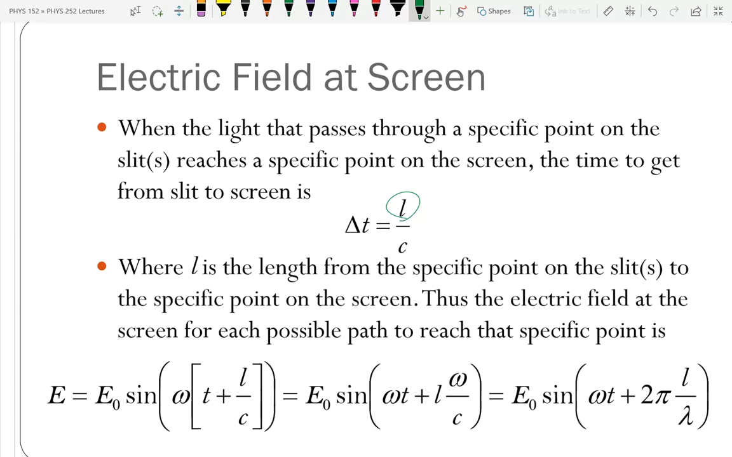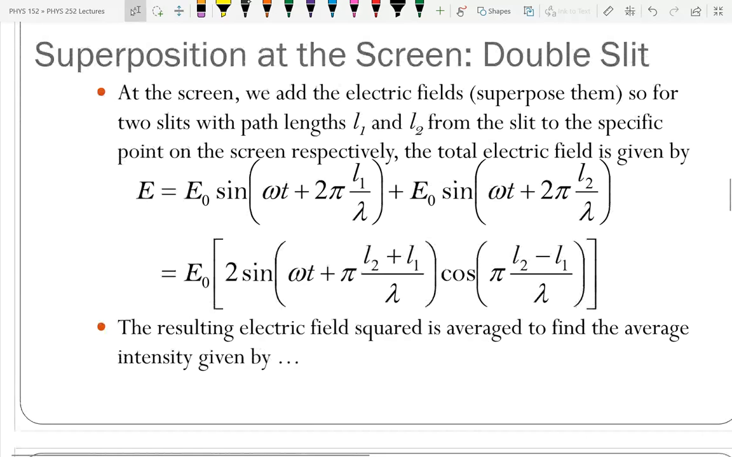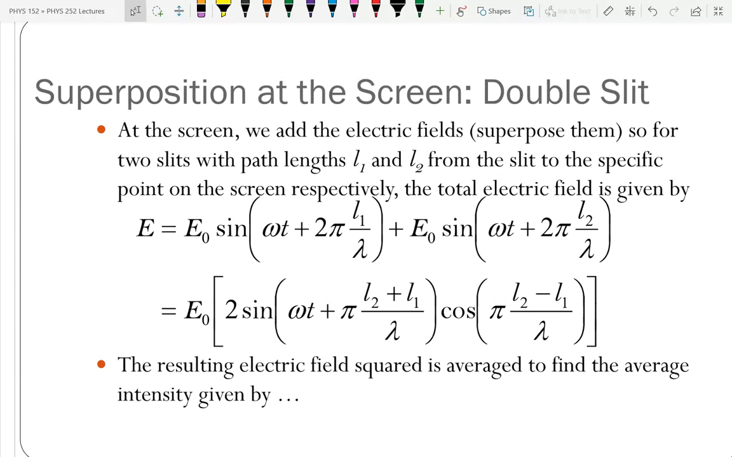And so plugging that into our equation, we have the electric field at the screen is E0 sine of omega t plus 2 pi L over lambda. Now we're going to have the top of the screen and the two different paths, so we're going to have L1 and L2. L1 is the path from one slit, L2 the path from another slit. And so I add up the electric field I'm going to get going through those two slits at one point on the screen. L1 and L2 are the lengths from each slit to the screen.